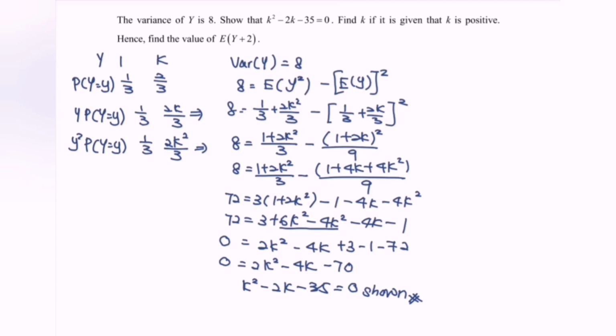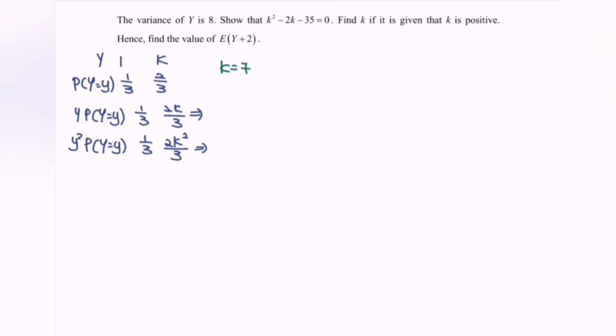Next, find the value k. So what we can do is to factorize the situation, where we have k minus 7 multiplied with k plus 5 is equals to 0. So the value for k is equals to 7. The value for another k will be equals to negative 5. So by referring to the question, find the k if it is given that k is positive. So here we have k is equals to 7.